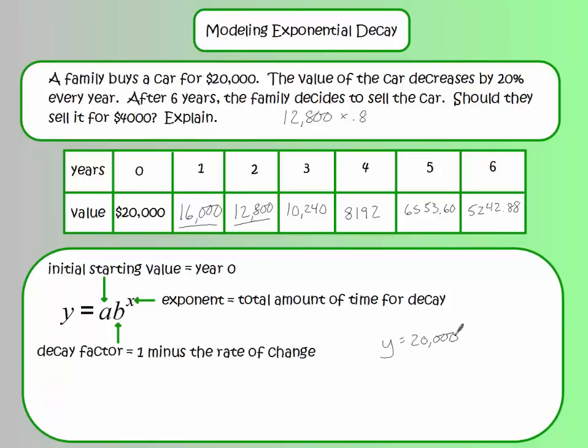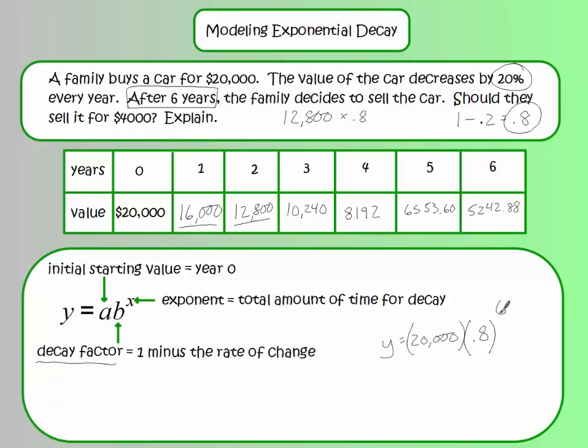Okay, B is the decay factor, right? And it's 1 minus the rate of change. If the rate of change is 20%, we already agreed that's 0.2. Well, 1 minus 0.2 is that 0.8 that we were just using a second ago. So this B value is going to be 0.8. And if we want to find out after 6 years, remember, many times this X value is going to be the amount of years. So how many times are we going to depreciate this by 80%? We're going to do it 6 times, for 6 years.